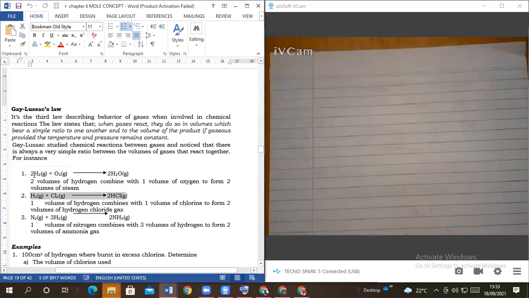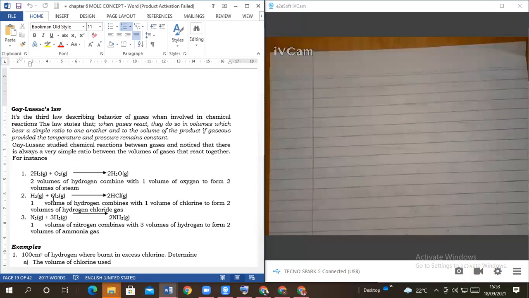Give me the description of number 2. Because number 1 is saying 2 volumes of hydrogen reacted with 1 volume of oxygen to give us 2 volumes of water or steam. Number 2. I'm not sure, but let me just try. Please do so. The equation is there, it is well balanced.